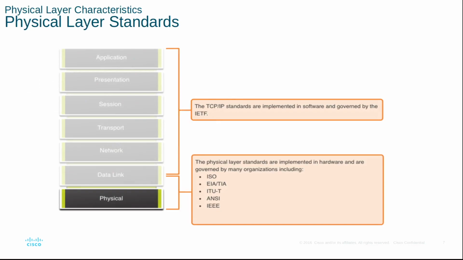So the physical layer, we're talking at layer 1, right? Down here. Everything we use at the physical layer, and some stuff at the data link layer too, are hardware implemented things, and they're governed by organizations such as the ISO, EIA, TIA, the ITU, ANSI, and IEEE, which we're going to talk about later. In fact, we already previously talked about the IEEE.